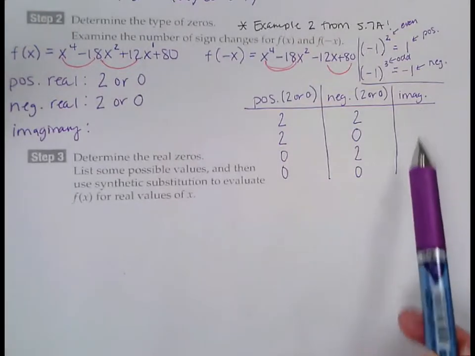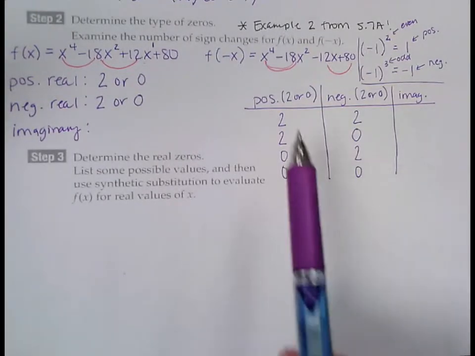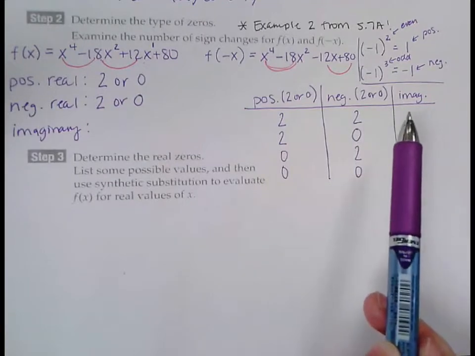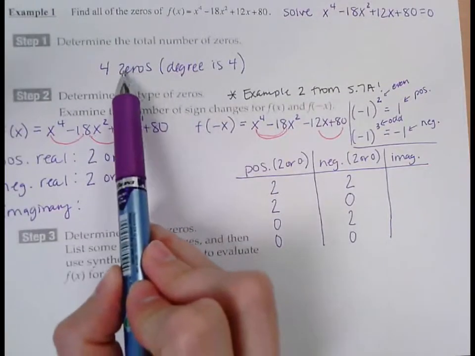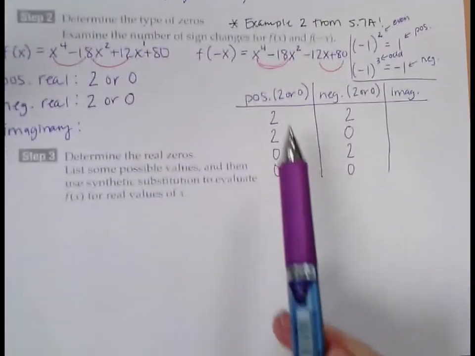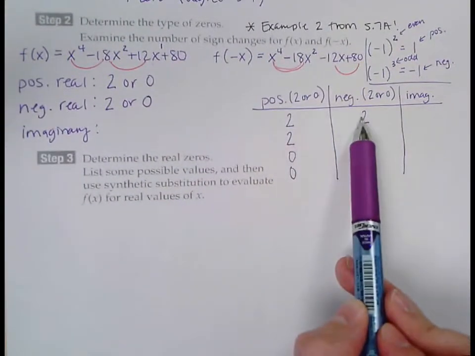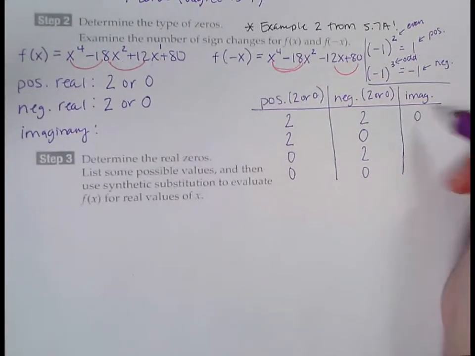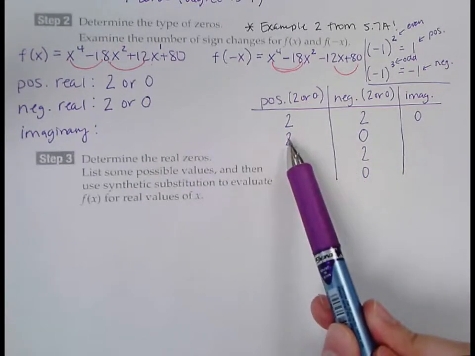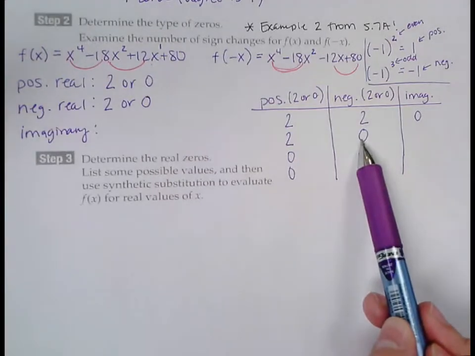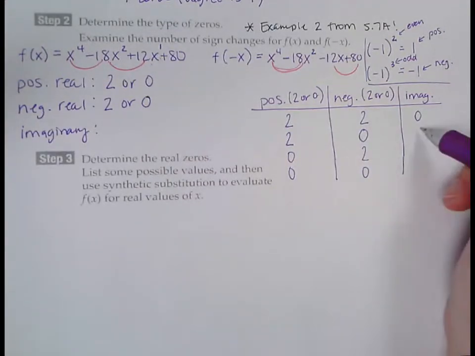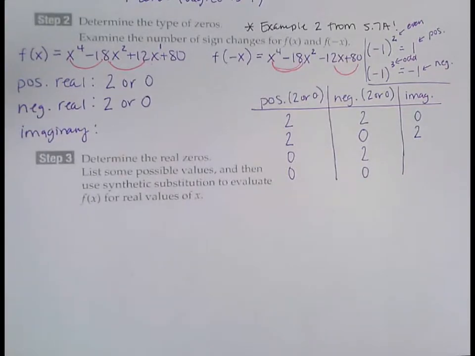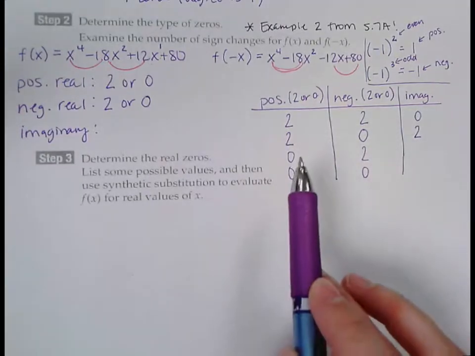And now, how to figure out the possible number of imaginary zeros is you want to go across each row, and we know in total there should be 4 zeros. So if I add these together, like 2 positive and 2 negative, that's already 4. I would have no imaginary zeros. But in the second row, if I have 2 positive and 0 negative, that's only 2. That means the other 2 would have to be imaginary. So I need 4 answers total. Each row has to add to 4 in this case.